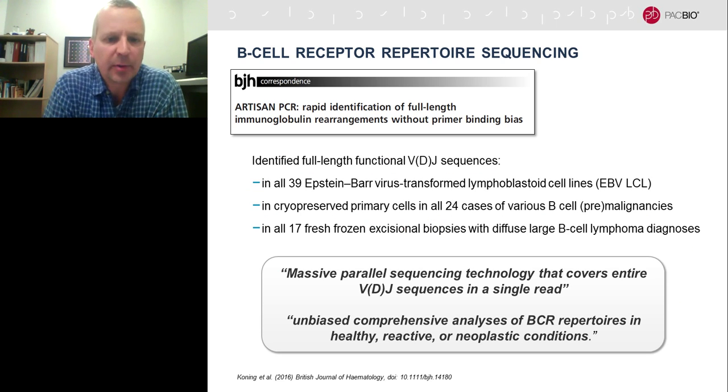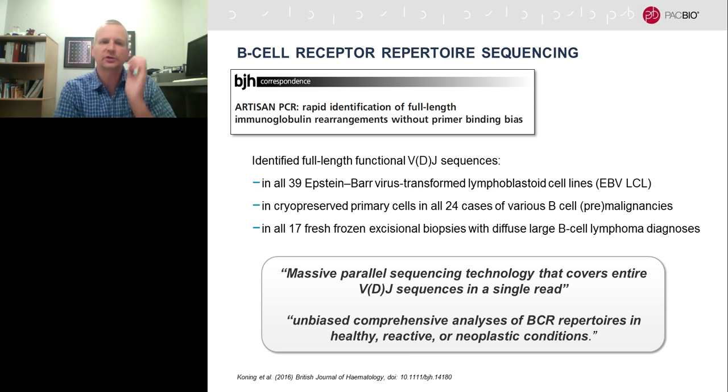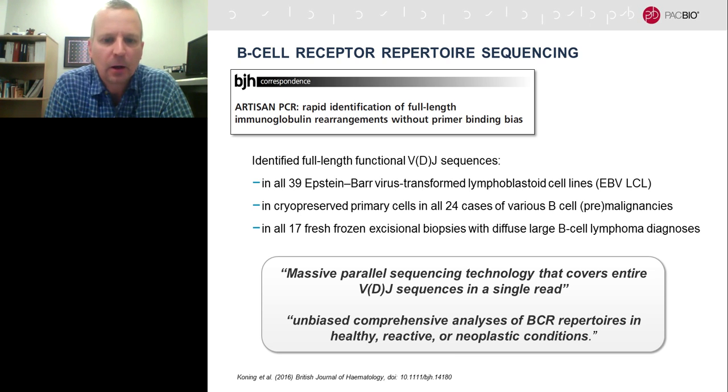And then one example that I want to highlight here is a paper by a group in the Netherlands about B cell receptor repertoire sequencing. They've developed a method called artisan PCR, which has a much lower primer binding bias and gives a much better representation of the B cell repertoire. They use PacBio sequencing to identify and sequence directly full-length functional VDJ sequences in lymphoblastoid cell lines, in cryopreserved primary cells from various B cell malignancies and pre-malignancies, and also in fresh frozen excisional biopsies that had B cell lymphomas.